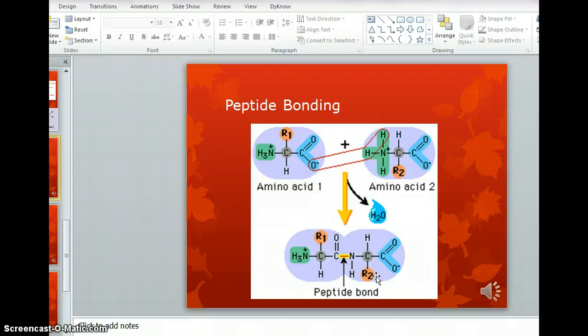When 2 amino acids bind together, the amino group of one amino acid and the carboxyl group of another amino acid come together. So when they come together, 2 things happen. First of all, water is formed, and second of all, a peptide bond forms between the two amino acids.